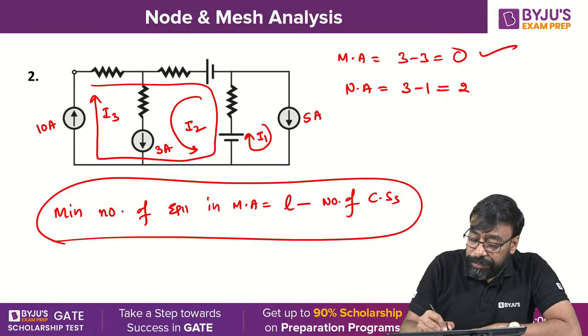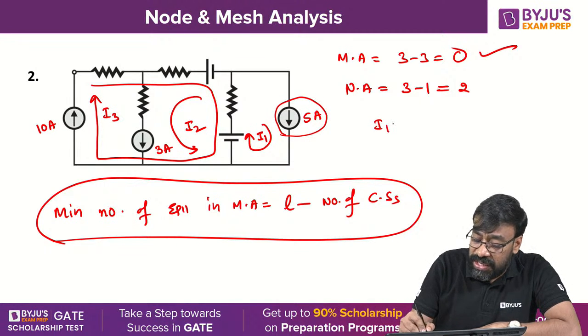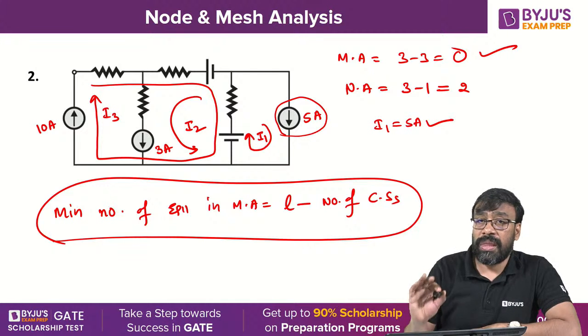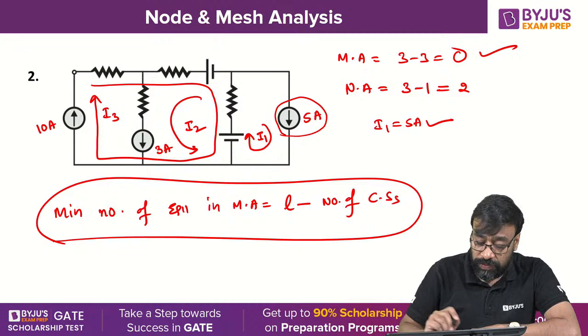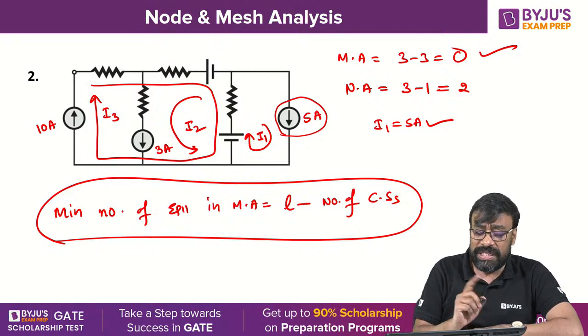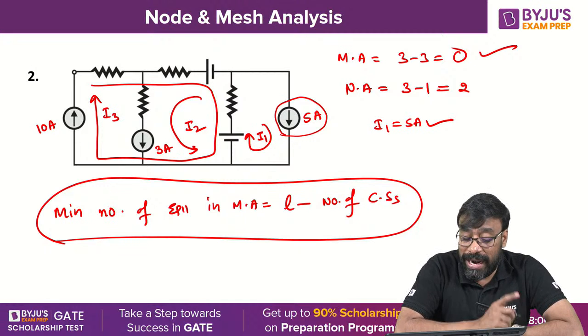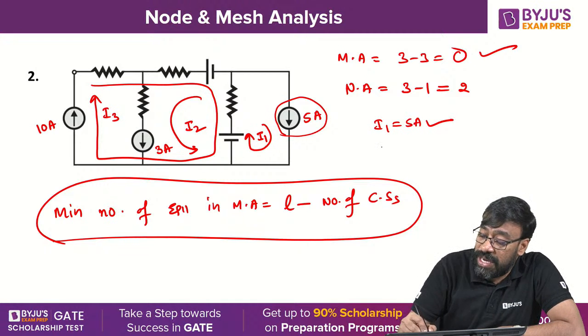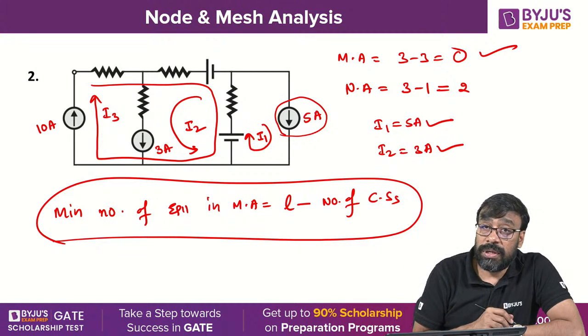Because this element belongs to only the first loop, can I say I1 is equal to 5 amperes? I got the answer. I don't have to solve any equations. Fine. Now, what about this 3 amperes? Does it belong to only the second loop or between the second and third loop? What is the current passing through the 3 ampere source? Only I2, right? I3 is not passing. That means I2 is equal to 3 amperes. I know the value of I2 also, right?